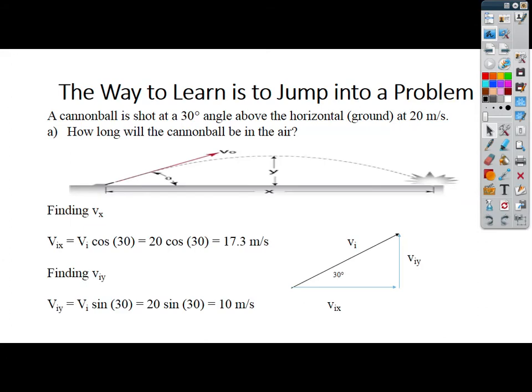I like to spend some time in the problem. So unfortunately, when I see that, it's a quick way to say nothing's going to be correct in this. All right, so a cannonball is shot at a 30-degree angle above the horizontal. Well, we already saw that, sorry. So, finding Vx and finding Vy.